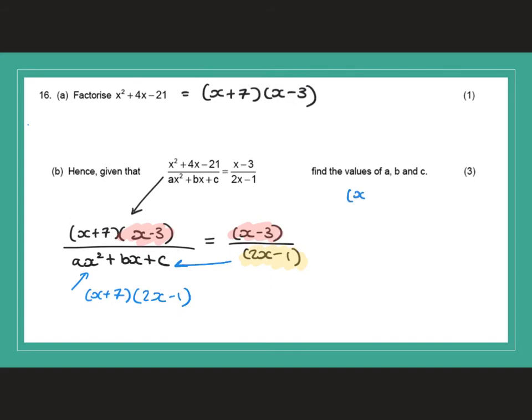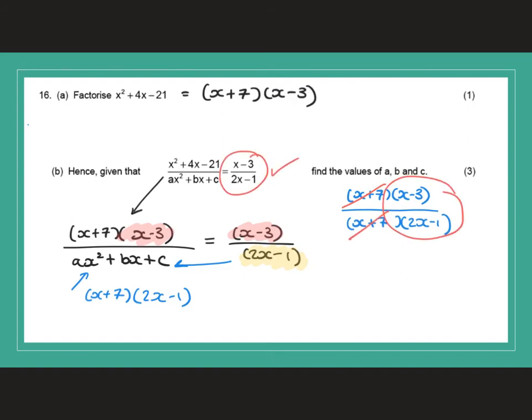Check that. Write it out. The numerator we've got like that, it's factorised. The denominator, I think, is x plus 7, 2x minus 1. Now look what happens. x plus 7 cancels, and then you're left with this, which is what we got here.